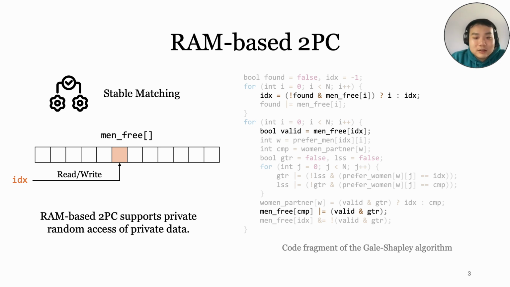Fortunately, the answer is yes. There is another model of 2PC called RAM-based 2PC. Under this model, protocols support both evaluation of circuits and random access of private data. Therefore, protocols under this model can be directly applied to RAM program applications like stable matching.